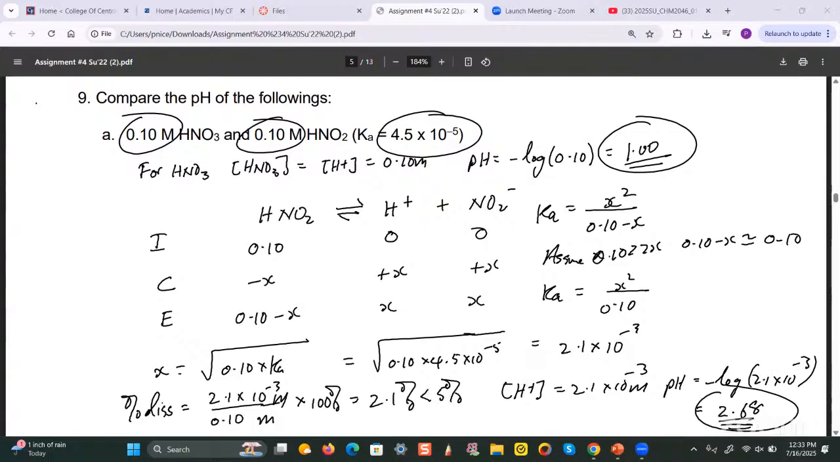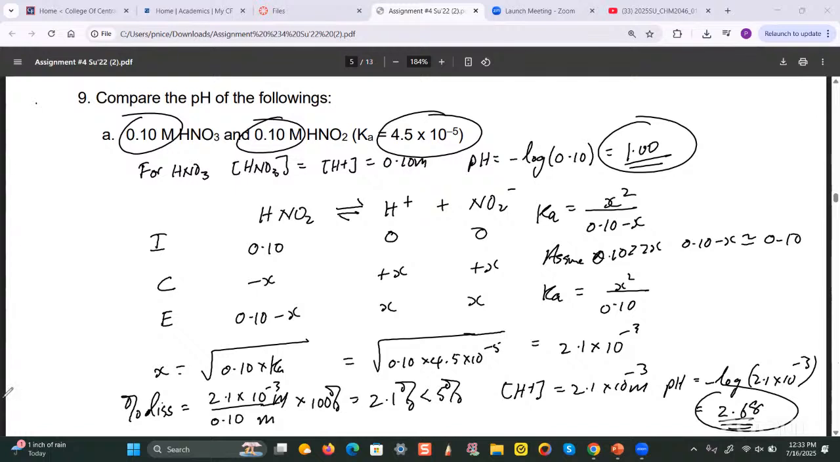Any questions? Yes, sir. Instead of 2.1 times 10 to the minus 3, can I express it as 0.0021? Yep, no problem there. Okay, any other questions about this? Okay, but I take it I can clear this.